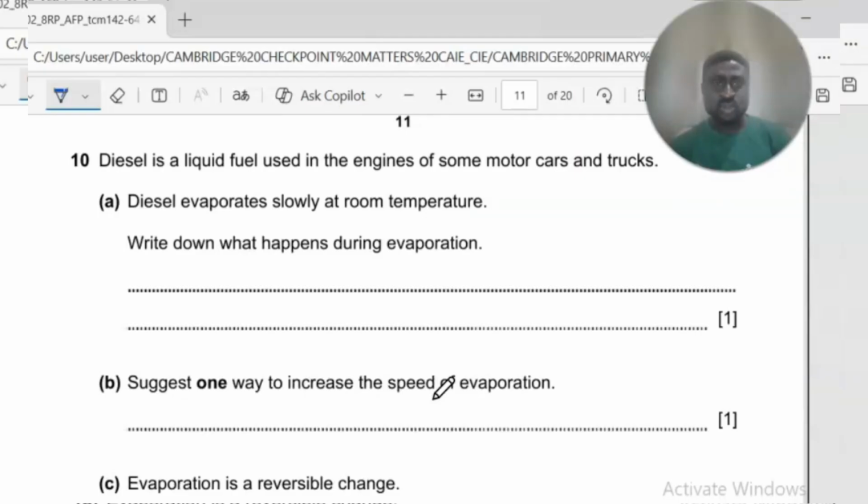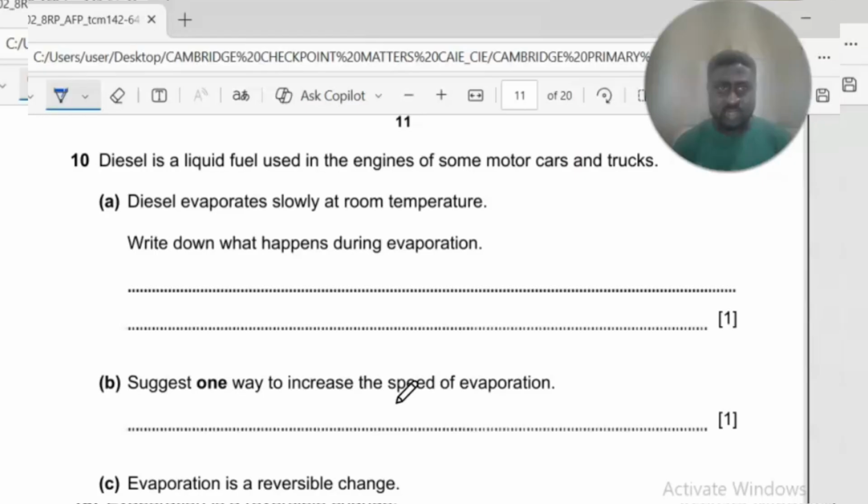Diesel is a liquid fuel used in the engines of some motor cars and trucks. This is basically from the chemistry strand of science. The A part says diesel evaporates slowly at room temperature. Write down what happens during evaporation for 1 mark. So I need you to take time to process this question. You can reread it again so that it can make sense and you process it using your critical thinking ability.